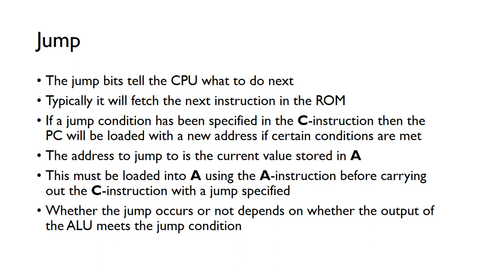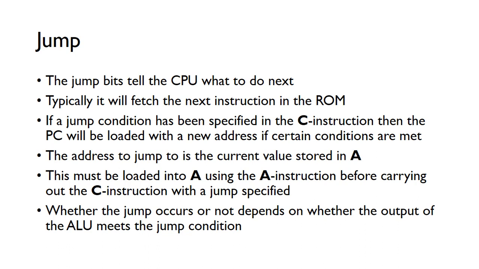So the jump bits tell the CPU what to do next. Typically they'll just fetch the next instruction in the ROM. This is when the program counter is in its increment condition, the value in the program counter will just increment to the next one, and just keep fetching the next instruction in the ROM. But if we've specified a jump condition as part of the C instruction, then the program counter will be loaded with a new value which corresponds to a new address in ROM if certain conditions are met.